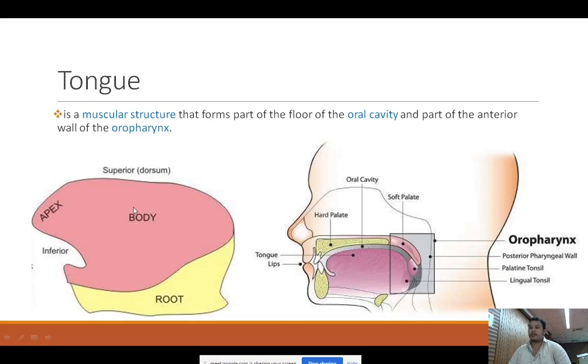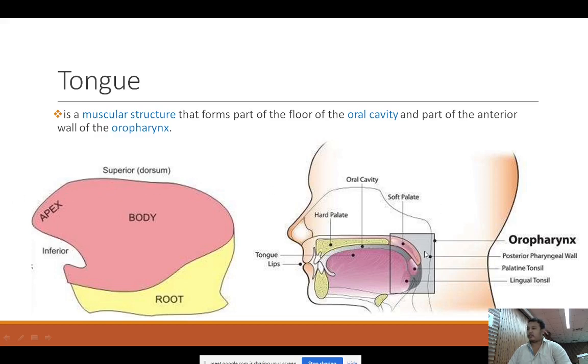This is the apex of the tongue. Then this whole thing is the body, and the part by which it is attached to the inferior surface of the oral cavity is called the root of the tongue. And this part is called the inferior surface of the tongue. You can project this apex anteriorly so that the superior part and the inferior part can extend, right?